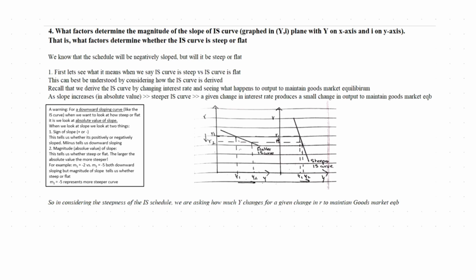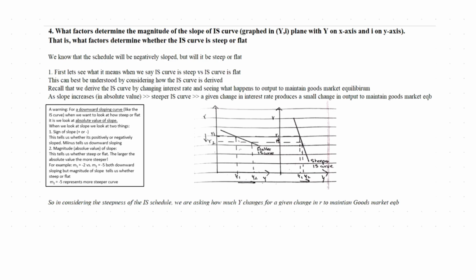So as slope increases in absolute value, we get a steeper IS curve. Now, what does a steeper IS curve mean? It means that a given change in interest rate, from here we can see the changes from R1 to R2, it's the same change for both the flat one and the steep one. So a given change in interest rate produces a small change in output to maintain goods market equilibrium. As we can see for the steeper IS curve, the given change in interest rate R1 to R2 is going to produce a smaller change in output to maintain goods market equilibrium.